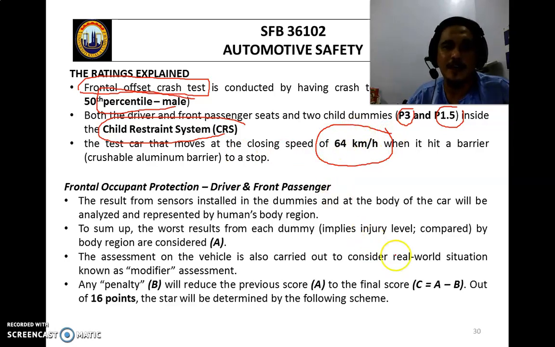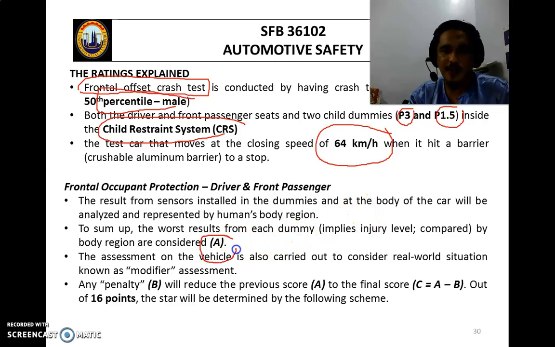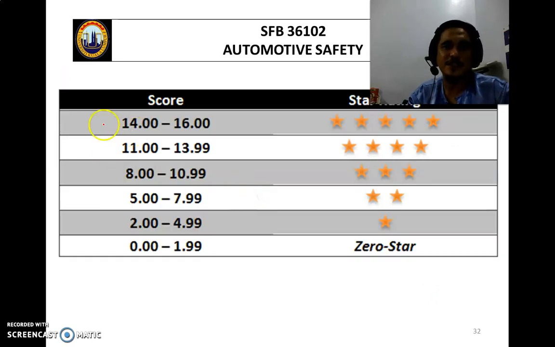Then they will count the worst result from the dummy in terms of injury level, strength of the vehicle body, and effectiveness of the system. Consider this A. They will subtract a penalty, B, and if some compulsory requirements are not met, A minus B gives the result C. This is to study the injury level. The total mark is 16, and the minimum mark is 0.